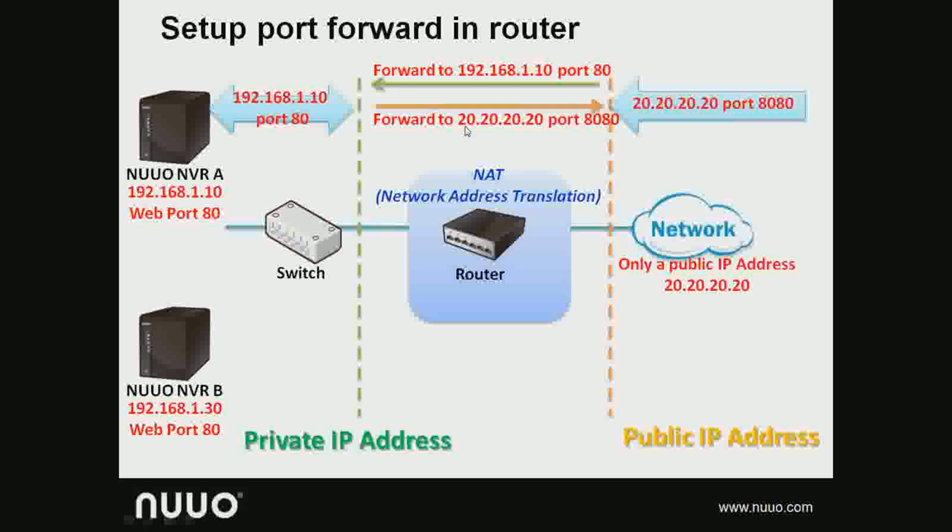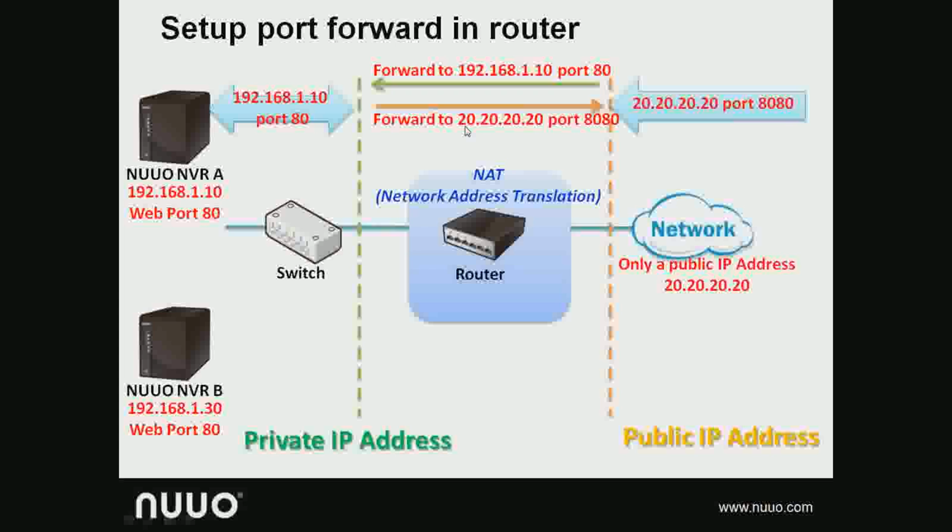For this example, I use the virtual server and key in the name, the private IP address, and set up the public port and the private port. For example, the NVRme2 private IP address is set up as 192.168.1.10, and the public port is 8000, and the private web port is 80.